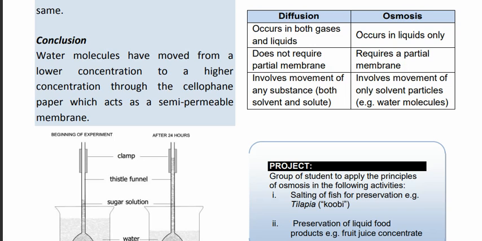Alright, so we've come to the end of this lecture. Now there's a project here, so you can try it in the house, or if you are a group of students, you can try it. Use the principle of osmosis in the following activities. Number 1, salting of fish for preservation, for example, tilapia or Kobe. Number 2, preservation of liquid food products, for example, fruit juice concentrate.